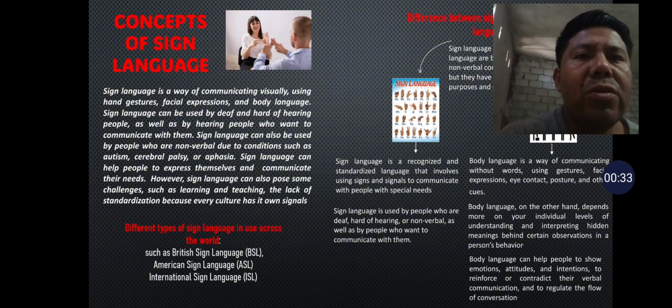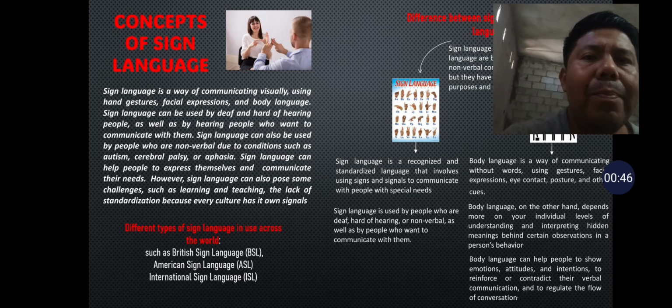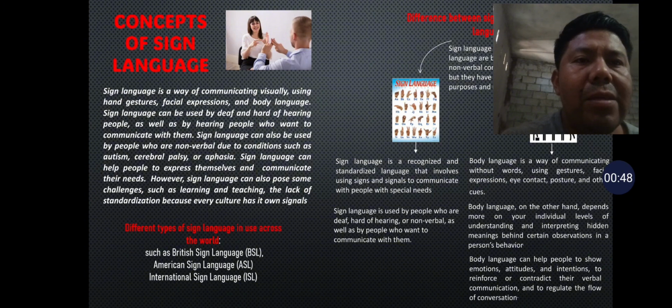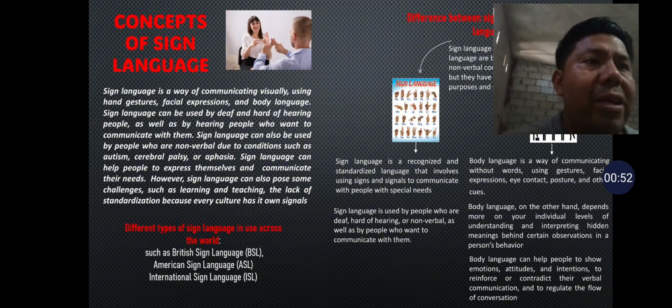Sign language can be used by deaf and hard of hearing people, as well as by hearing people who want to communicate with them. Sign language can also be used by people who are not verbal due to conditions such as autism, cerebral palsy, or aphasia. Sign language can help people to express themselves and communicate their needs.